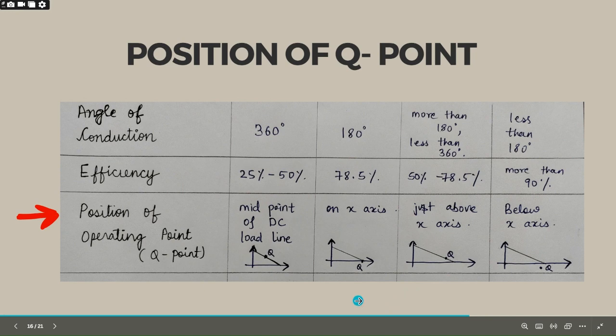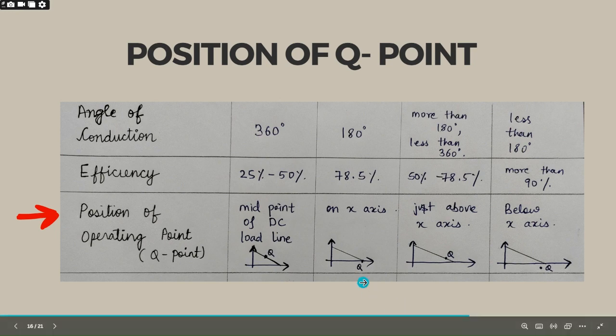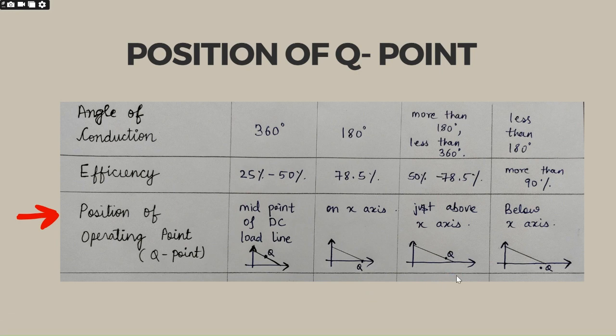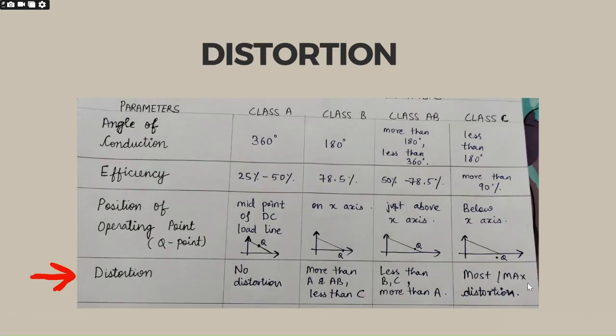Next parameter is the position of Q point. Q point is also known as operating point. In the case of A class amplifier, it is exactly at the center of the DC load line. In the case of class B amplifier, it is on the x-axis, as you can see I've made it in the graph. In the case of AB, it is above the x-axis, just below the center. And in the case of C class amplifier, it is below the x-axis.